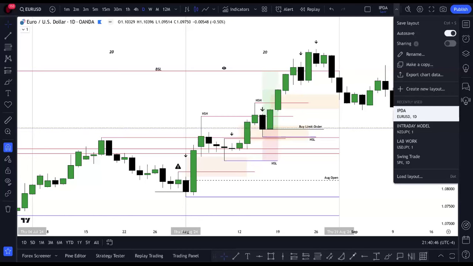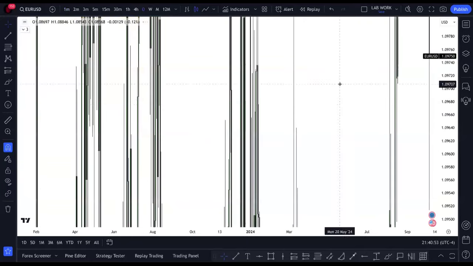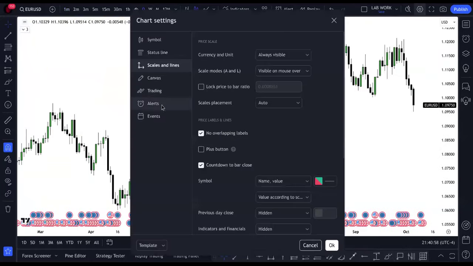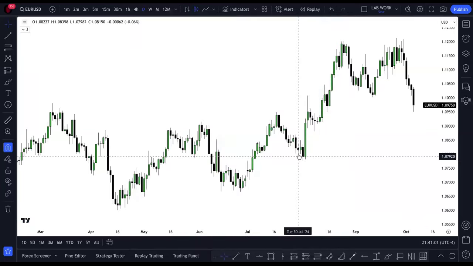What was that? EU? Okay. A little sidetrack, but it's still important here. This is how I trade. Settings. Trading. No events. Take this off.